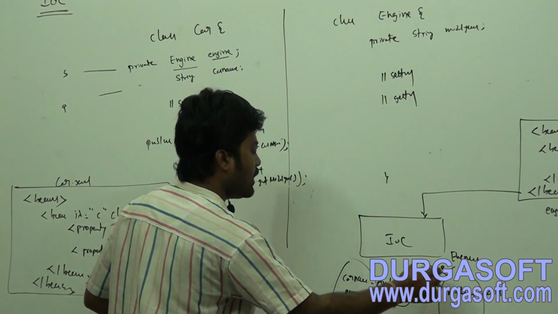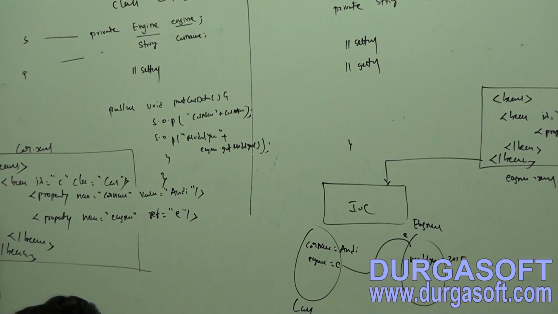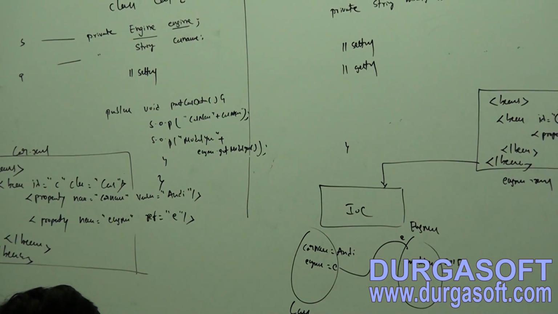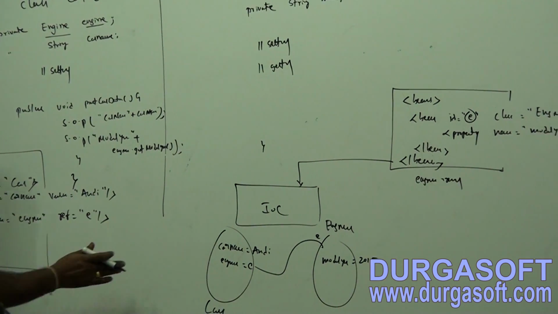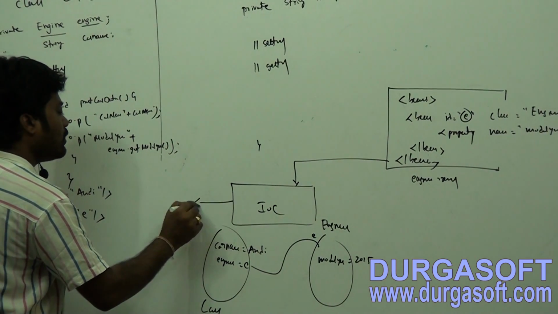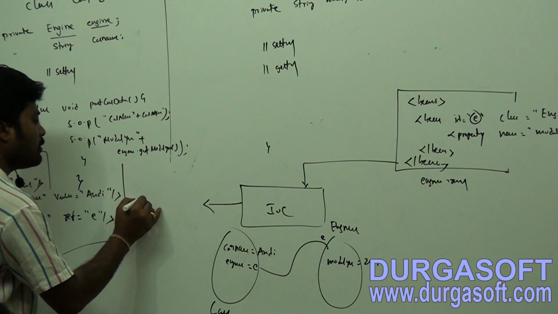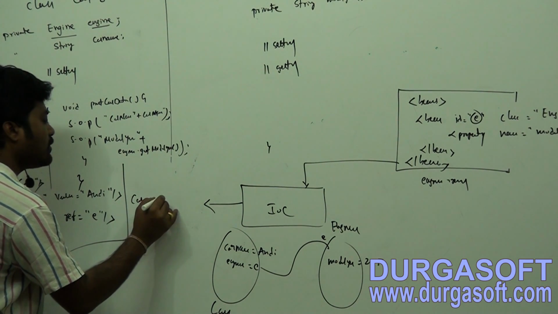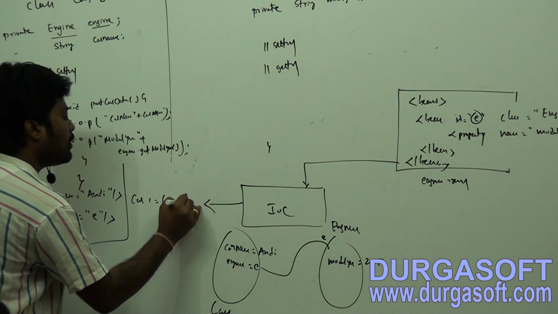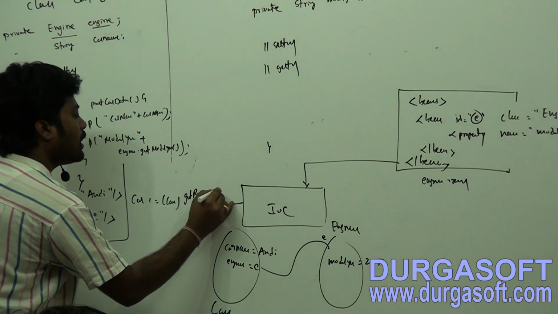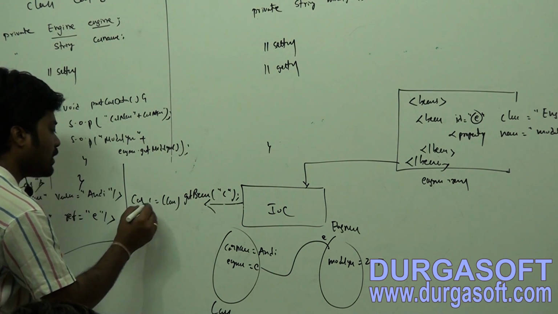That same engine reference we are assigning, IOC will assign to car. Then in case if you require car, by using the IOC container you can call the getBean method. Car c equal to car of getBean, if you pass the car reference, it will return the car object.